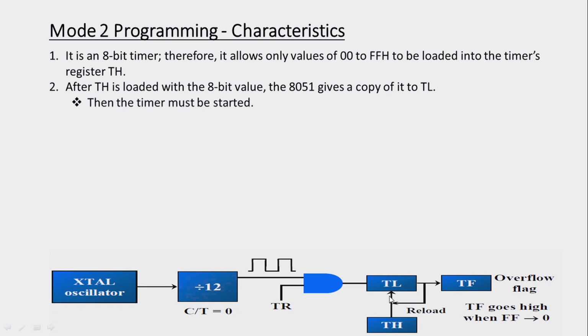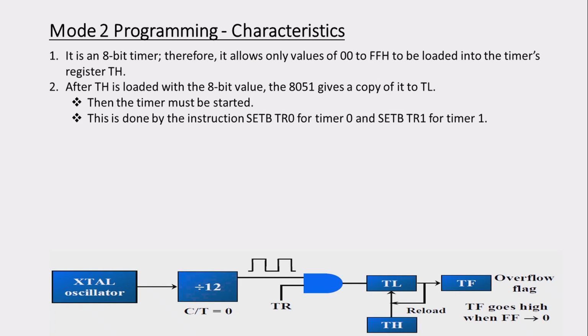Once you have loaded the value into the TH register, the timer must be started. How do we start the timer? The timer can be started by giving the instruction set bit TR0 for timer 0, and if you want to start timer 1, we give the instruction set bit TR1.